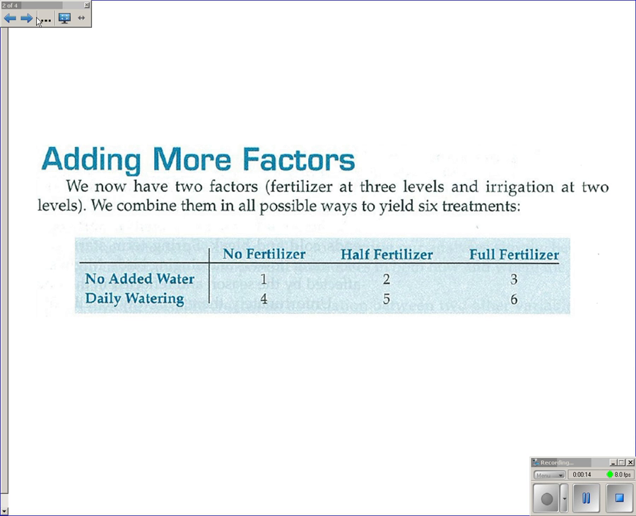The book talks about an experiment where there are two different watering types at three different levels of fertilizer. And the thing I want you to know is that you'd multiply the 2 and the 3 together and get 6 different treatments. So each watering type and fertilizer level, that combination gives us a treatment. So there are 6 treatments here, not 2 or 3.